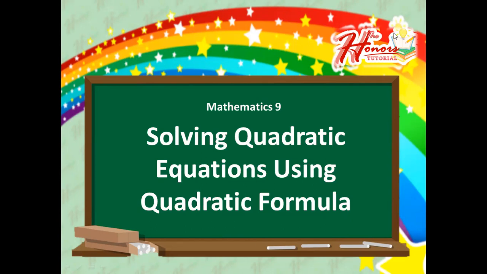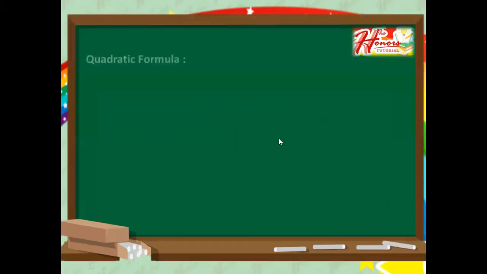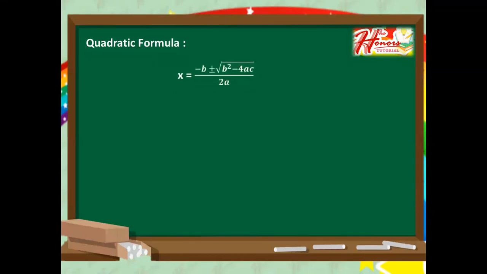Our topic for today is about solving quadratic equations using the quadratic formula. So let us present first what is a quadratic formula. It is in the form of x equals negative b plus or minus the square root of b squared minus 4ac over 2a. Let's have an example for us to use it.